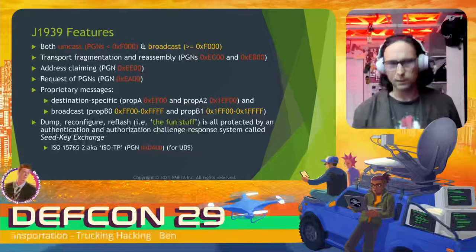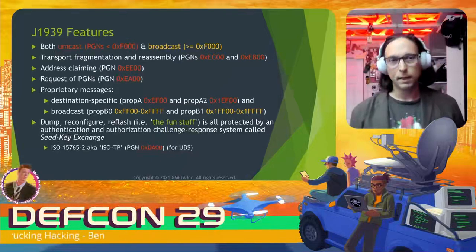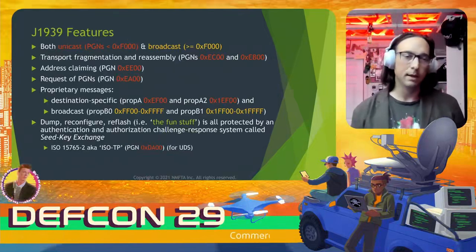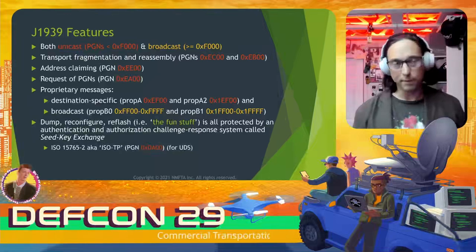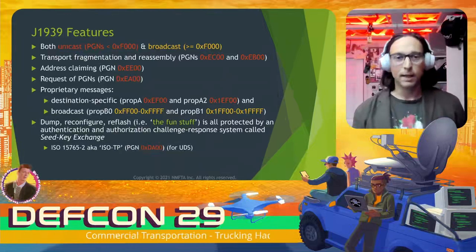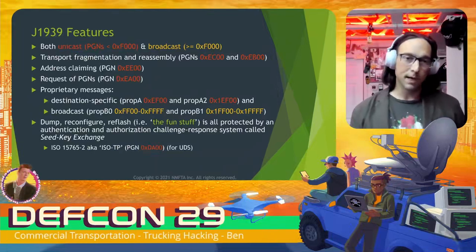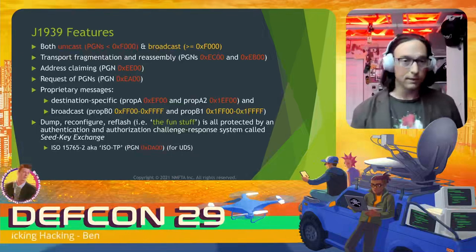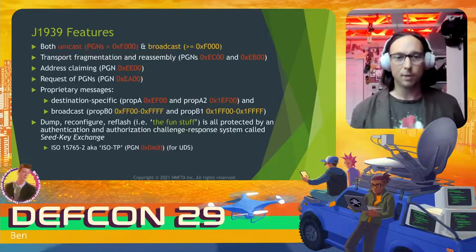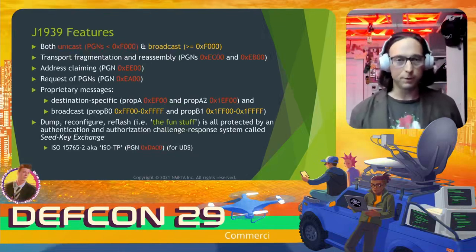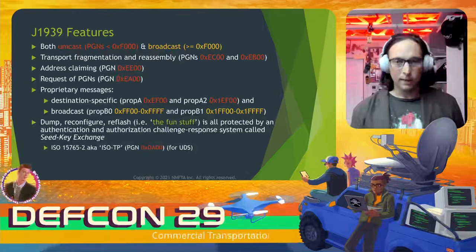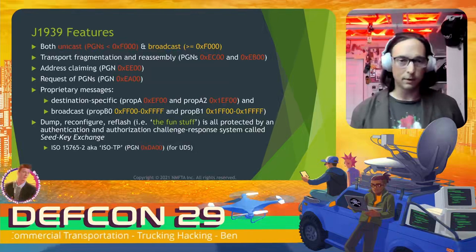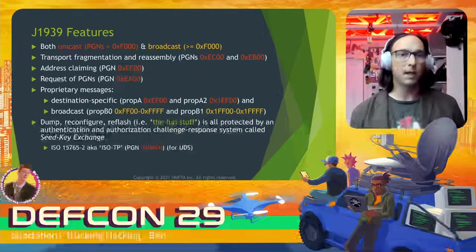J1939 has a lot of different features. I told you it has unicast and broadcast. It also has its own transport, fragmentation, and reassembly mechanism, address claiming, request to PGN data. And then more importantly to truck hacking, there's proprietary messages that flow over J1939 networks, and they have their own reserved range of PGNs, both unicast and broadcast. When you're dealing with trucks, a lot of the fun stuff, the dumping and reconfiguring and reflashing, is all protected by an authentication and authorization challenge response system called seed key exchange. And UDS is used for seed key exchange. It has a reserved PGN of hex DA00. And you saw some of that encoded in the previous slide.